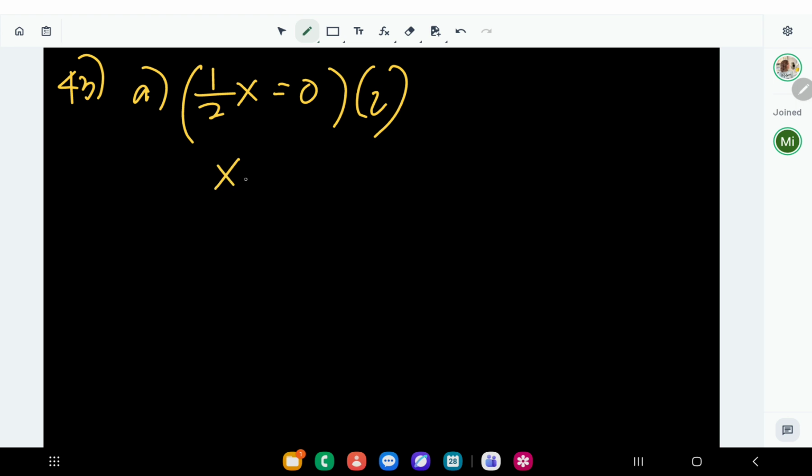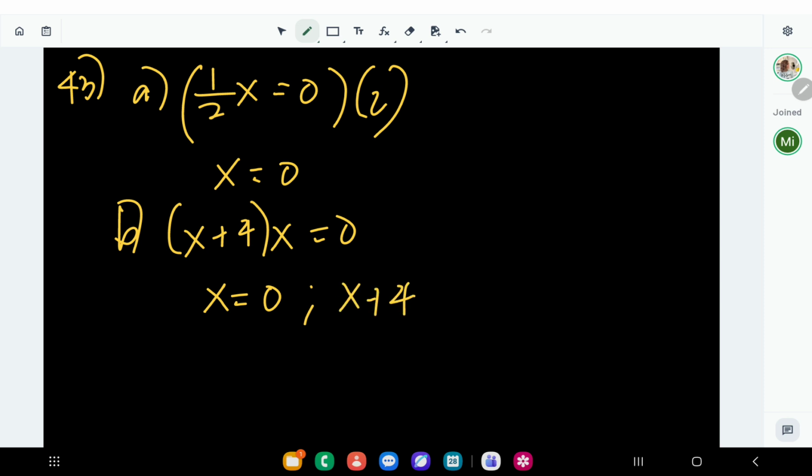43. Solve each equation for x. Okay, so we have 1/2 x equals 0. You multiply both sides by 2, so we're left with 0. So x equals 0. Then b, you want to try that? X plus 4, x equals 0. Solve for x. Do you have two values for your x there? You can equate each one to 0. X equals 0 and x plus 4 equals 0. So what are the values of x? You have two values for your x there. Yeah. X is equal to negative 4 and 0.